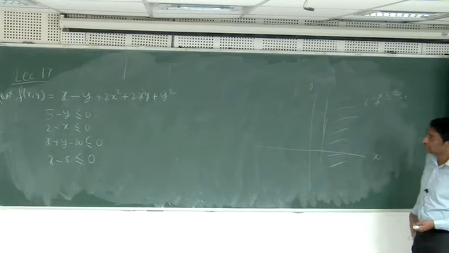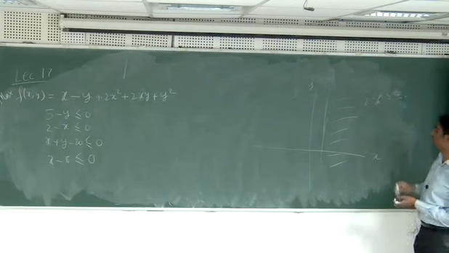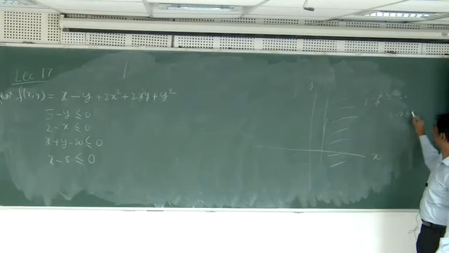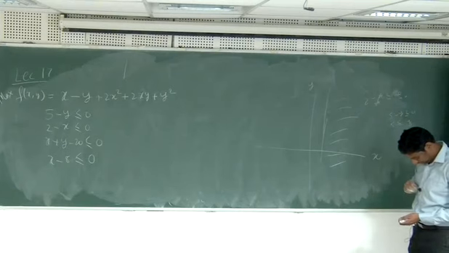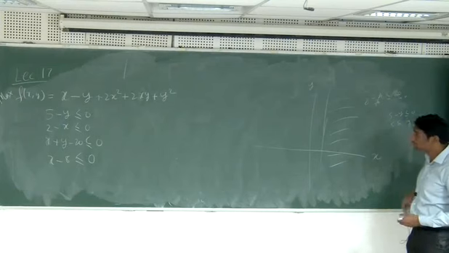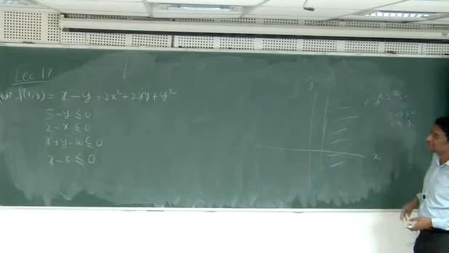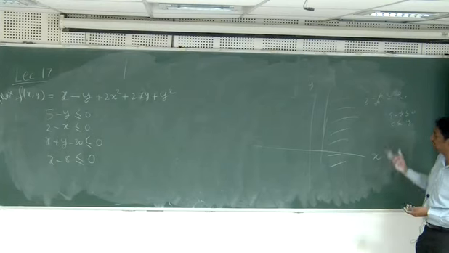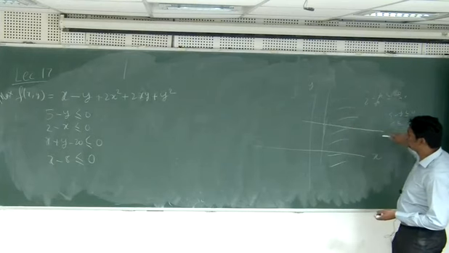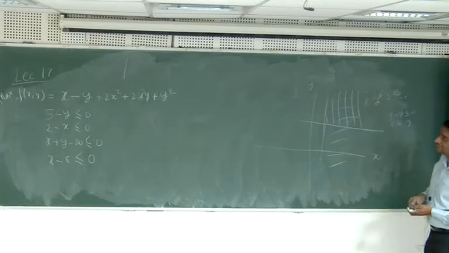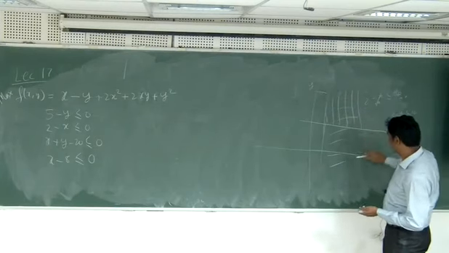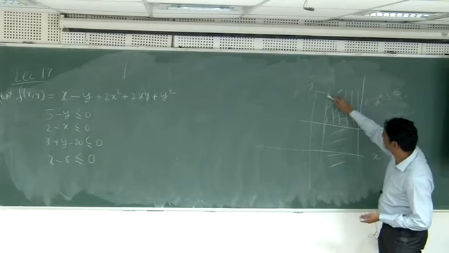This is 1. 5 minus y less than or equal to 0. That means y greater than 5. Okay. So I'll get something in this area. Let's look at the last one. x minus 8 less than 0. So x less than 8. That means somewhere this one. So this region. So I am getting this 3 now.